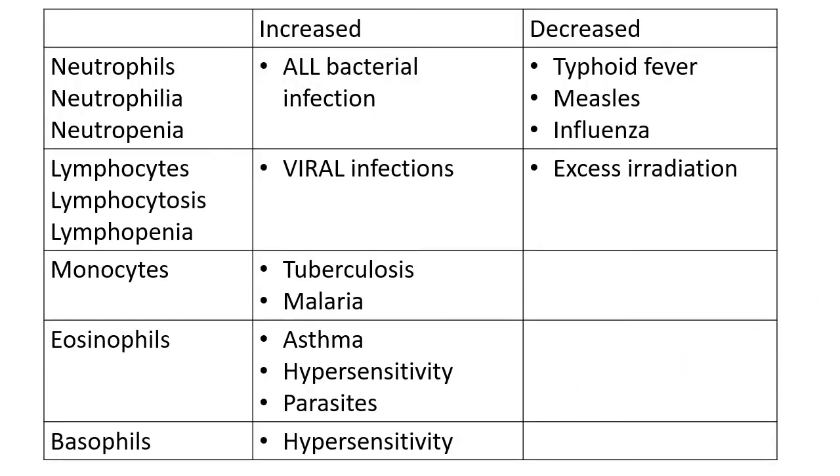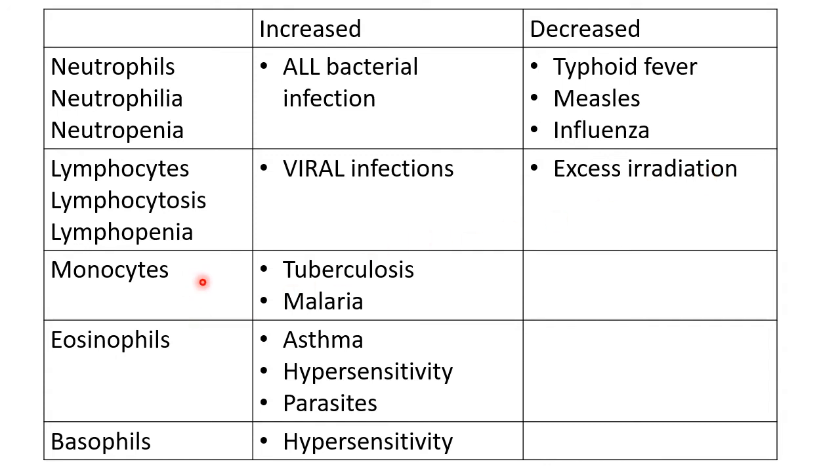Dito naman tayo sa mga terminologies natin on how to interpret your WBC differential. Okay. Neutrophilia means increased neutrophils. So, most commonly seen in almost all bacterial infection. Neutropenia, decreased neutrophils, can be seen in typhoid fever, influenza, and measles. Lymphocytosis naman may happen in viral infection. No? Ibig sabihin, increased lymphocytes. Lymphopenia, decreased lymphocytes, which may be caused by excess irradiation because radiation may destroy or lessen the lifespan of lymphocytes.